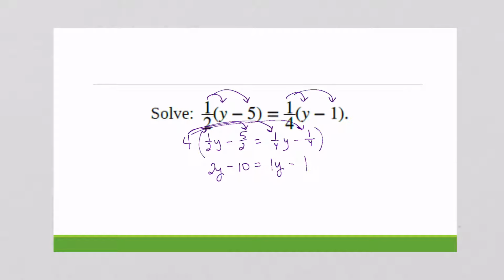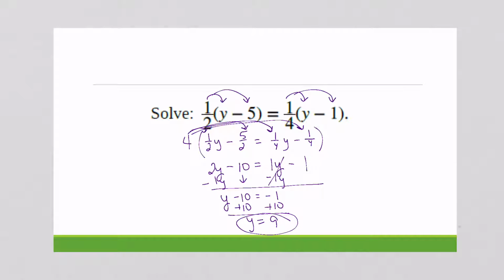So now I want to get my y's on the same side, and I want to get my constant terms on the other. So subtract 1y. 2y minus 1y is just y. I'm bringing this straight down. That created 0. So I'm going to add 10 to both sides. Y is equal to 9.